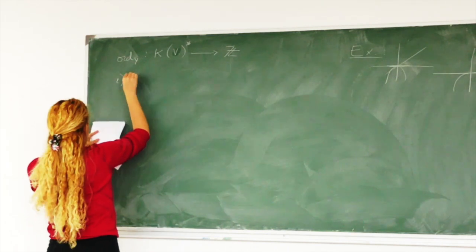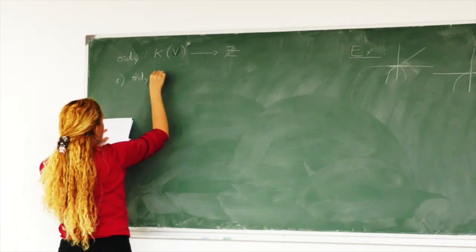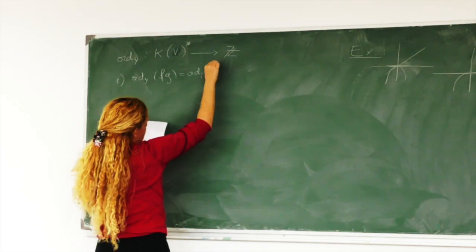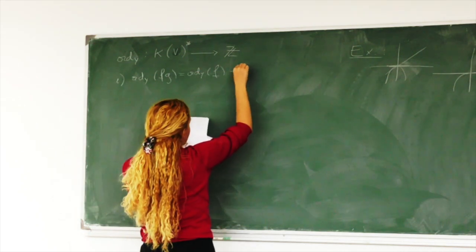We have that the order of the product of two functions is equal to the sum of the orders. This is natural, right?